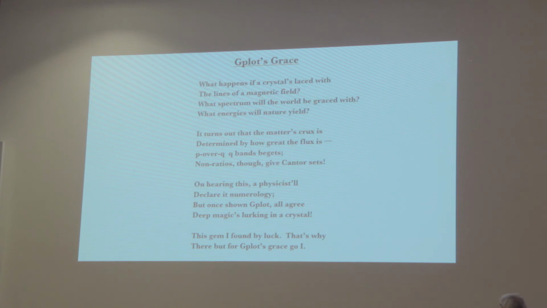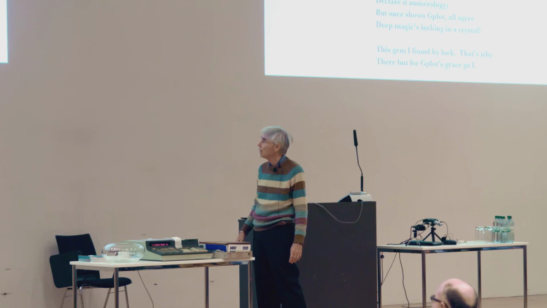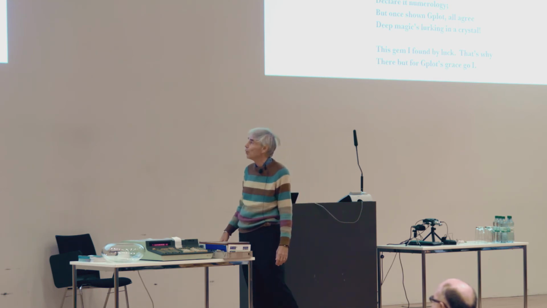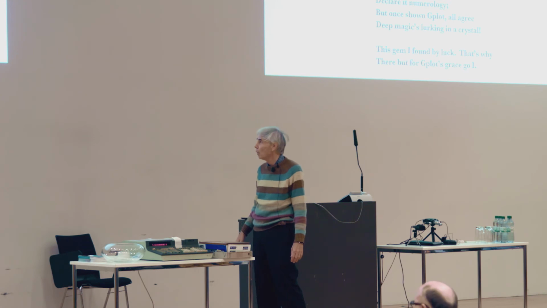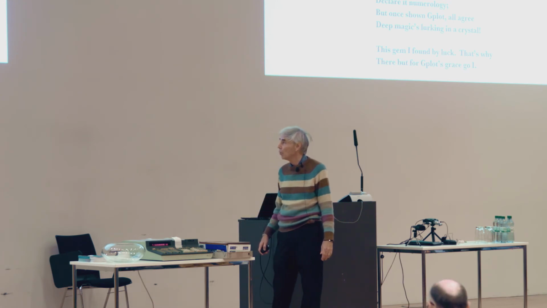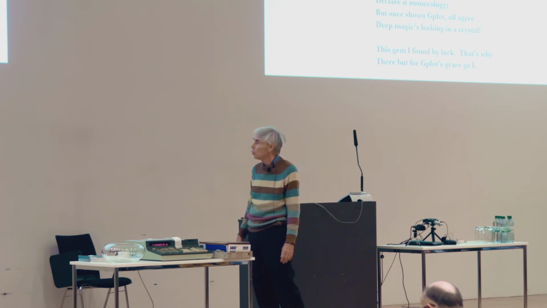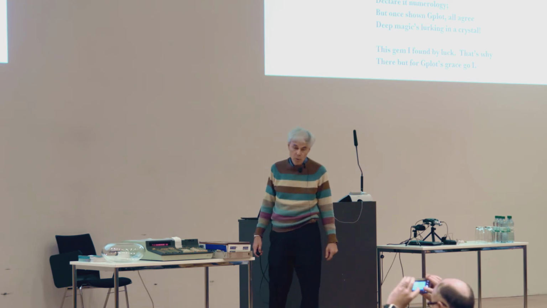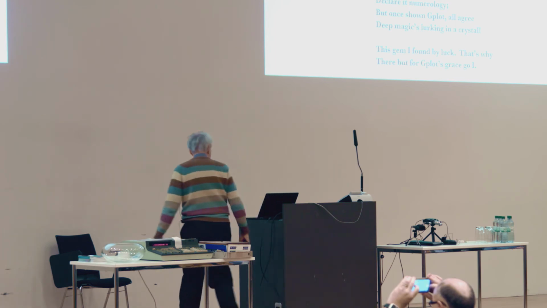P over Q, Q bands begets. Non-ratios, though, give Cantor sets. On hearing this, a physicist will declare it numerology. But once shown G-plot, all agree deep magic's lurking in a crystal. This gem I found by luck, that's why, there but for G-plot's grace go I. Thank you.